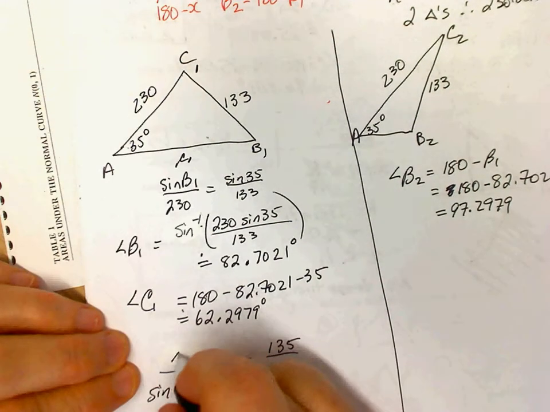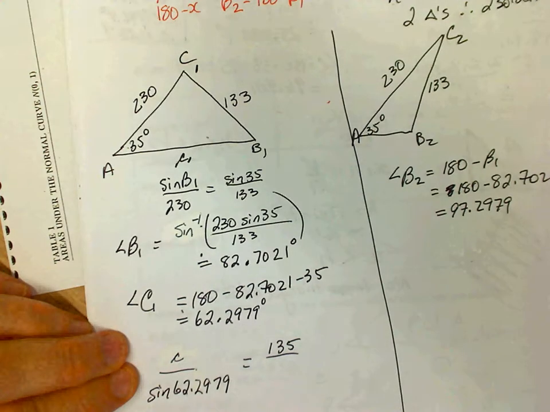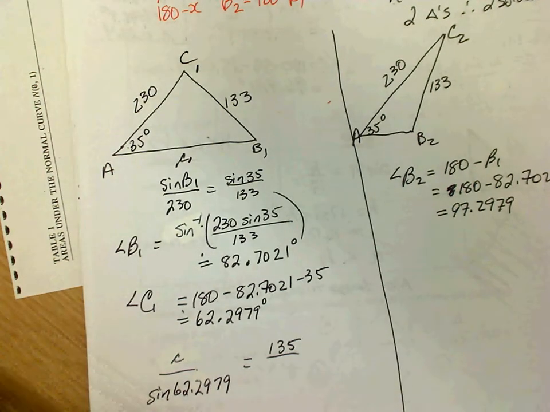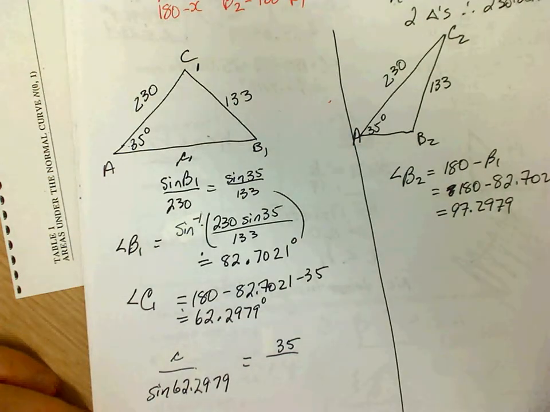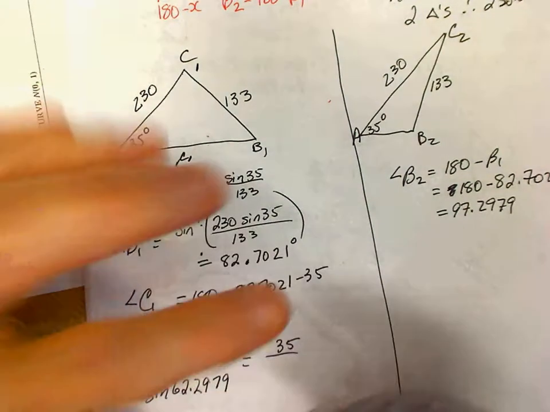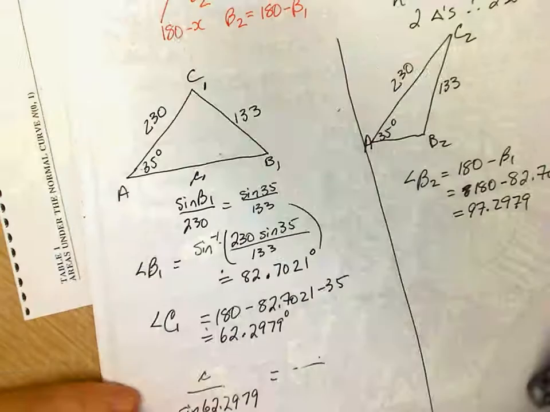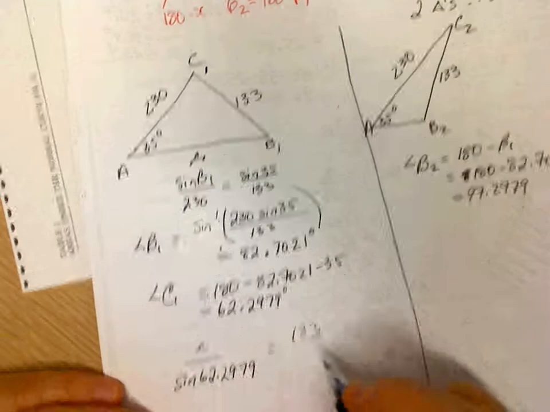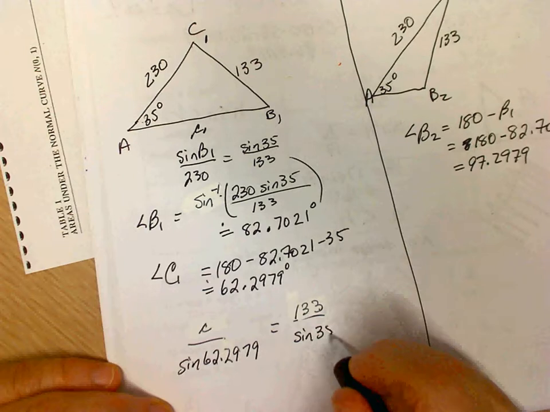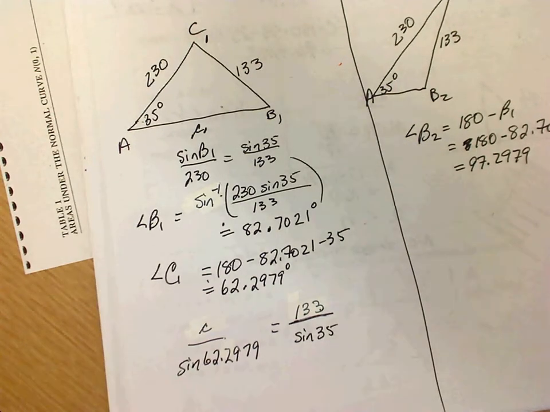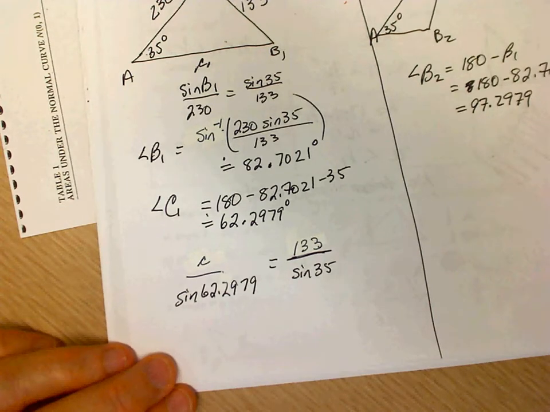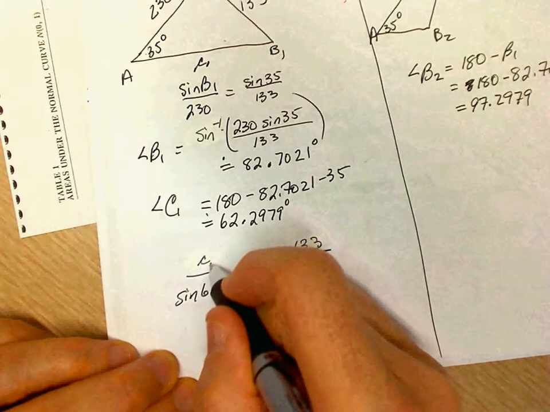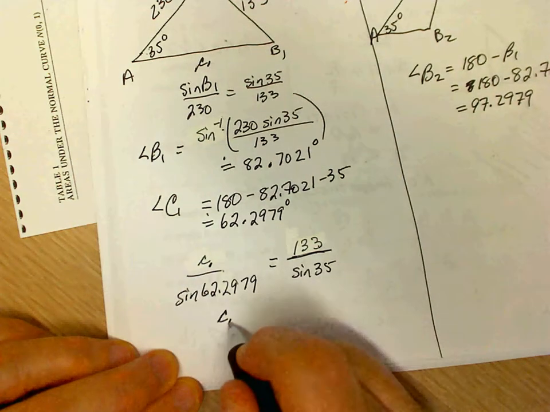Should it be just 35? Thank you. Yeah, hold it. It should be 133 over sine of 35. I'm getting pooped. So if you work that out, you will get little c1, which is approximately 205.3.